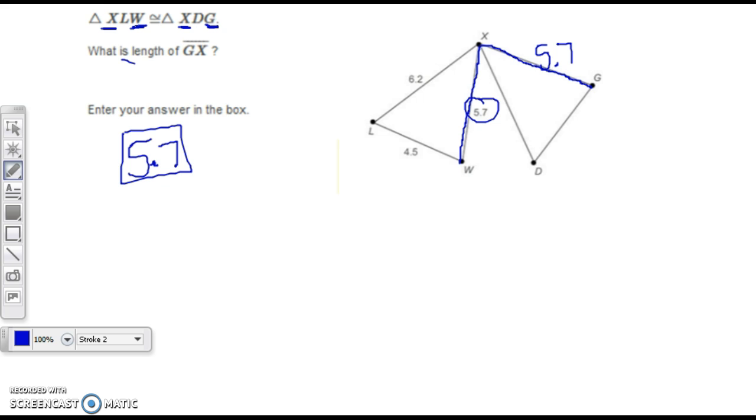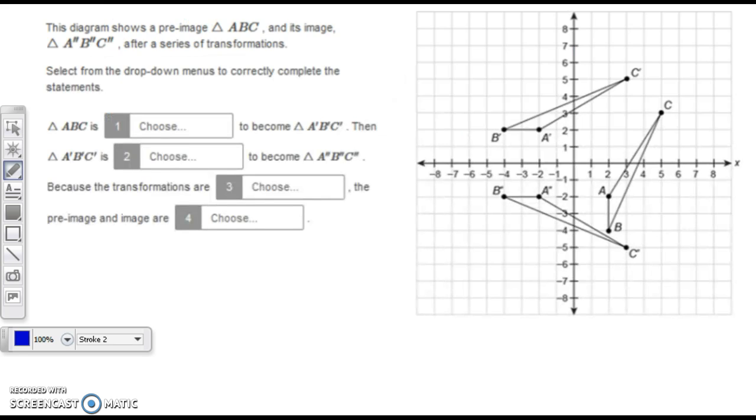All right, this diagram shows the pre-image triangle ABC and its image triangle A prime, B prime, C prime, or double prime, A double prime, B double prime, C double prime, after a series of transformations. Select from the drop-down menus to correctly complete the statements.